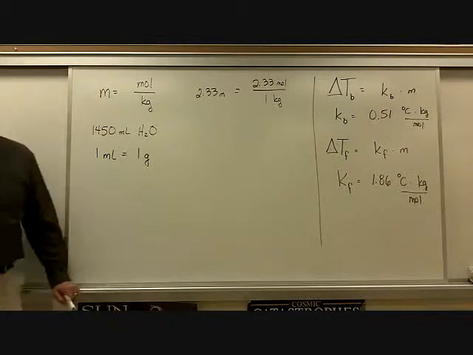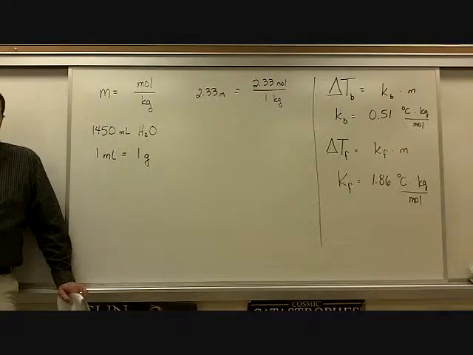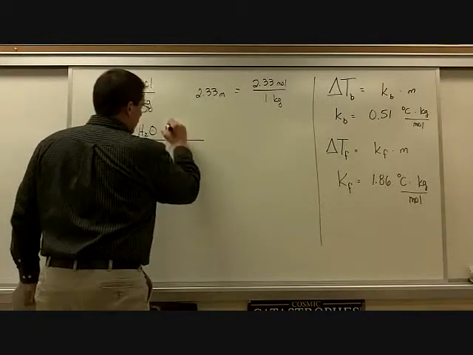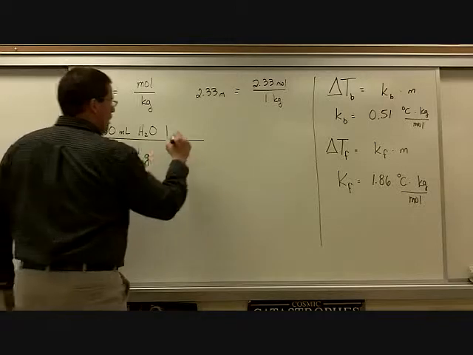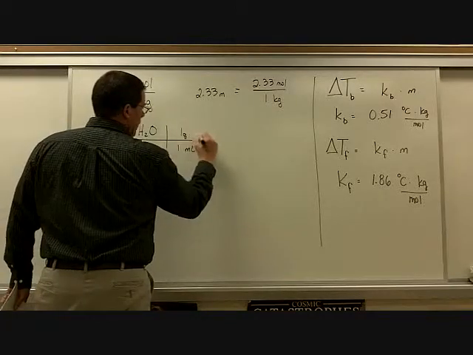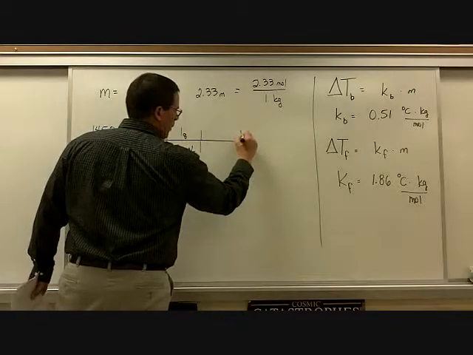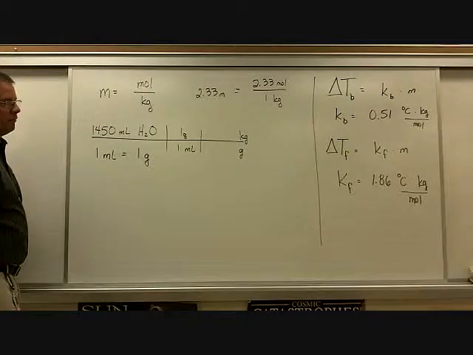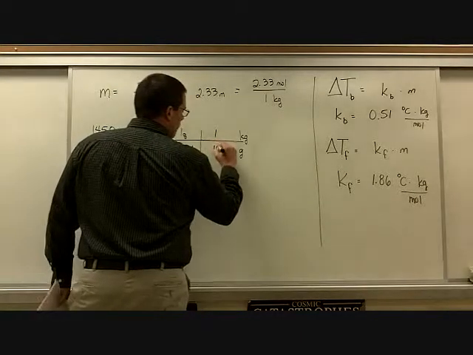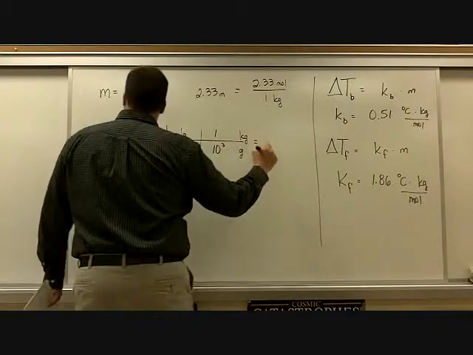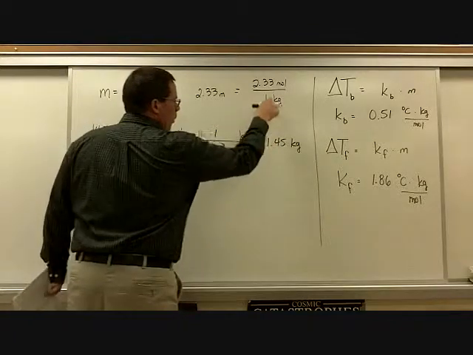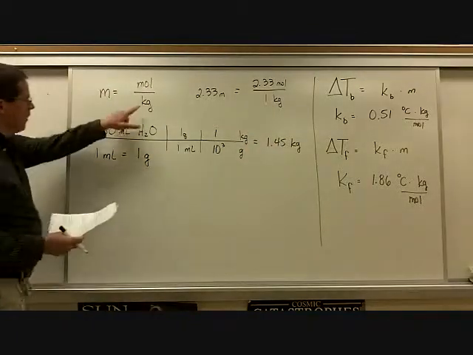So the density of water is 1 gram per 1 centimeter cube, or 1 gram per 1 milliliter. Whenever you see water, this is our conversion. So 1 milliliter equals 1 gram. Getting that to kilograms, we put grams down there and kilograms up on top. Which one's bigger? Kilogram. And how many grams in a kilogram? 1,000. So we have 1.45 kilograms.